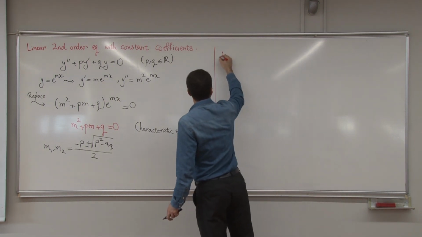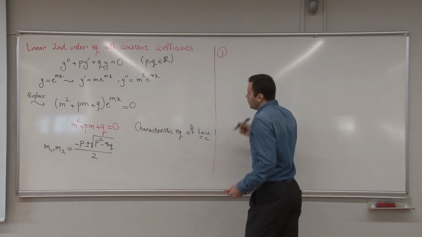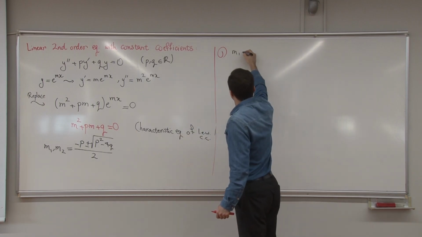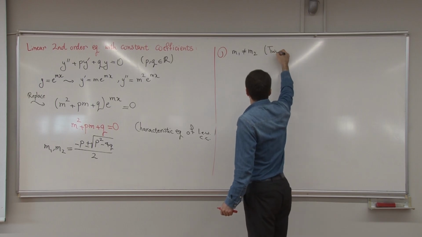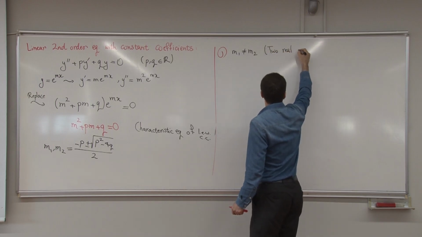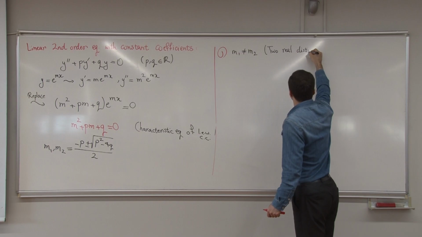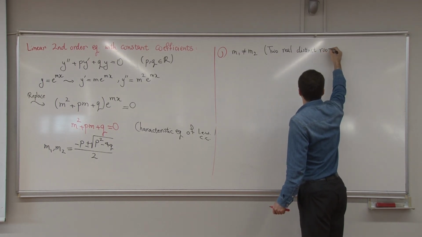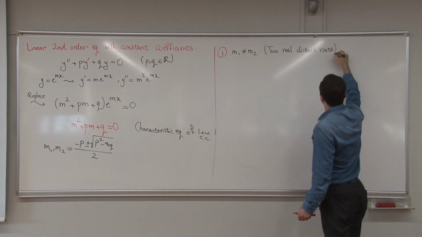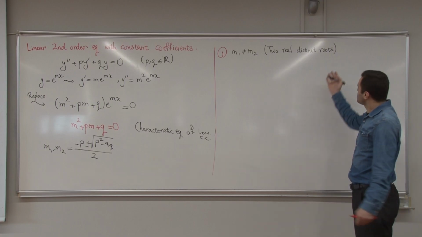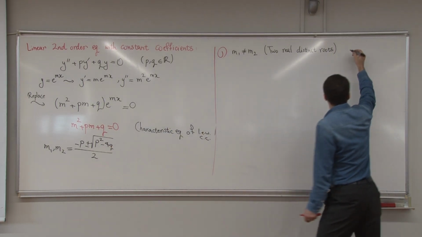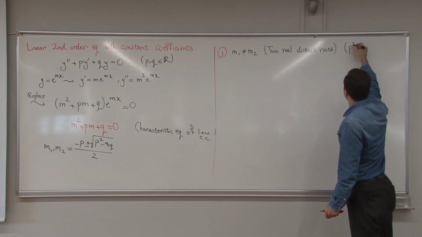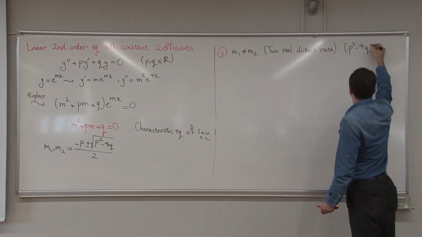Case 1. When we have m1 not equal to m2, 2 real distinct roots. This happens, or equivalently we can say that p to the power of 2 minus 4q is greater than 0.